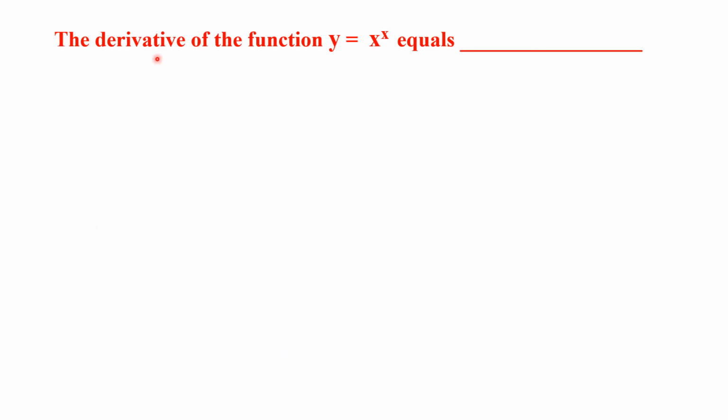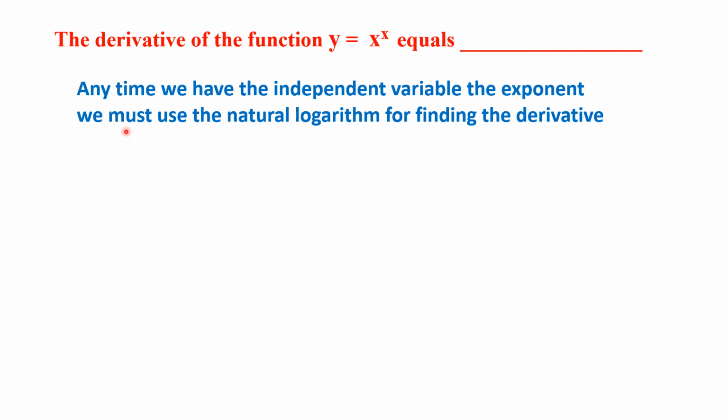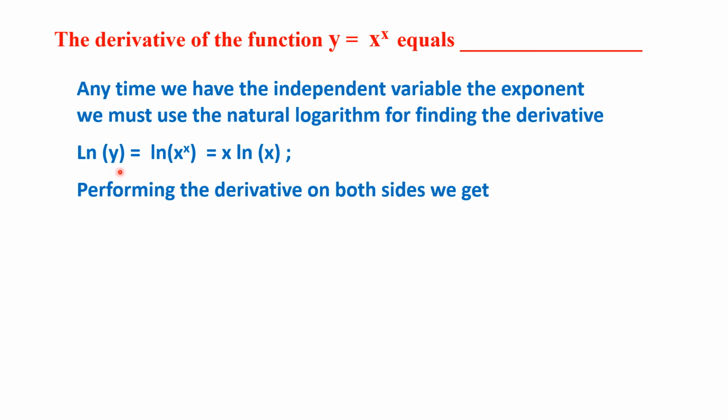The derivative of the function y equal to x to the power x equals, anytime we have the independent variable, which is x, in the exponent, we must use the natural logarithm for finding the derivative. To do so, we'll take ln of both sides. Ln of y will be equal to ln of x to the power x. So ln y is equal to ln x to the power x, but this could be written as x ln x. Now we have to take the derivative of both sides.